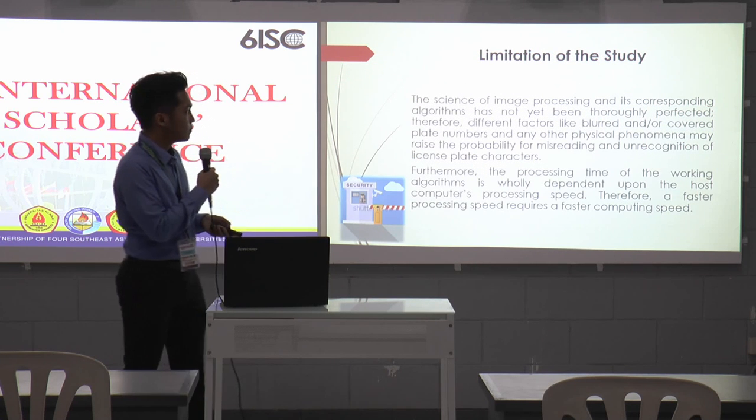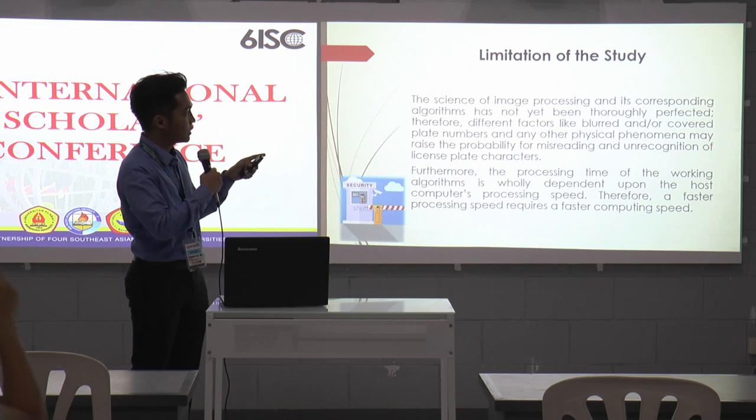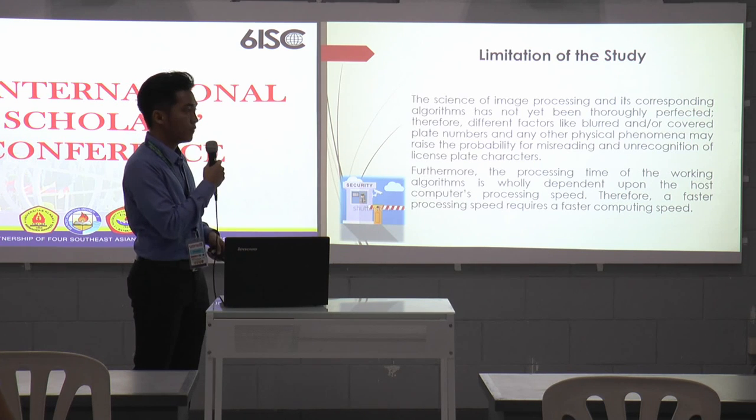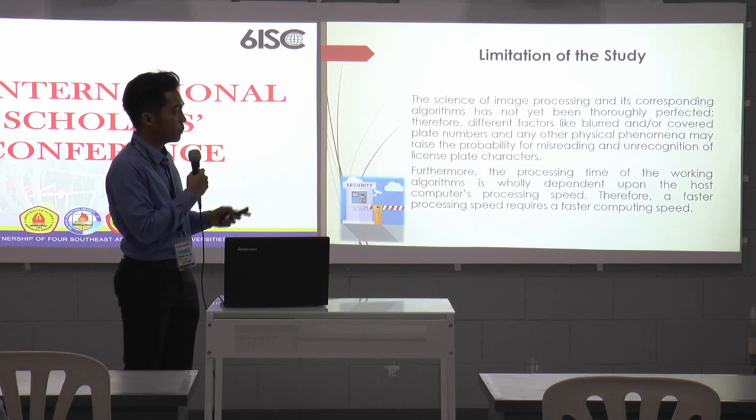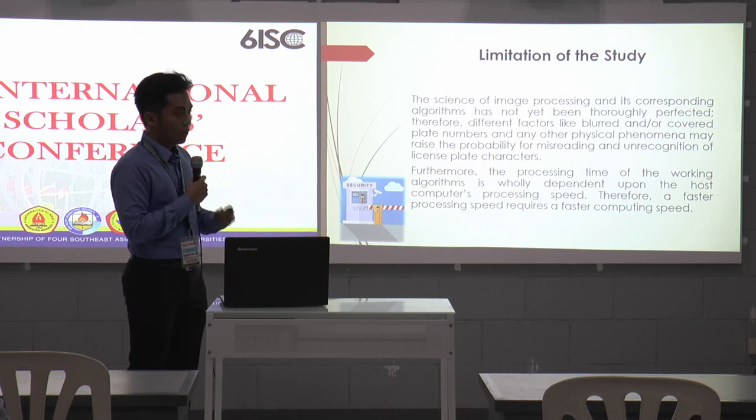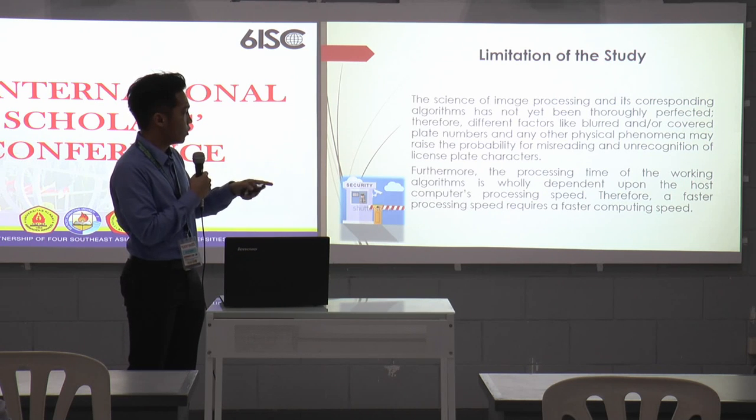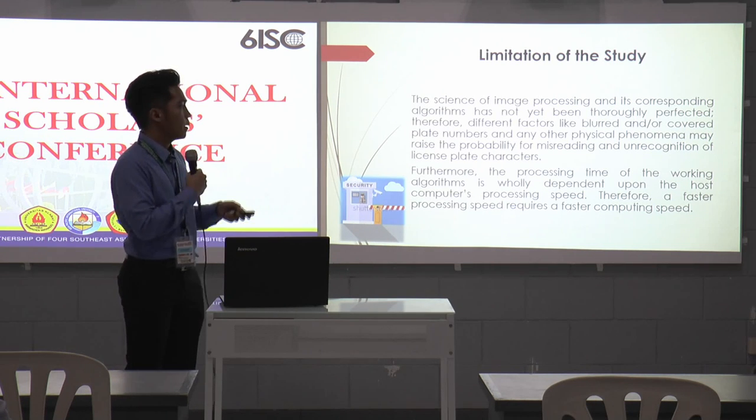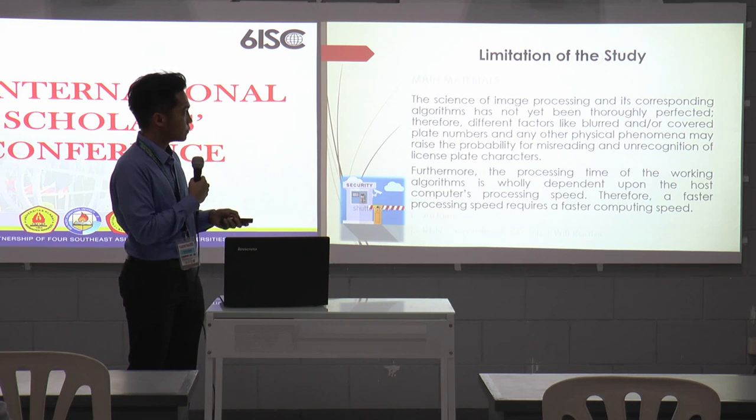So the limitations. The image processing and its corresponding algorithms have not yet been thoroughly perfected. Therefore, different factors like blurred or covered plate numbers and other physical phenomena vary the probability of misreading and incomplete license plate characters. Furthermore, the processing time for the algorithm is fully dependent upon the host computer's processing speed. Therefore, a faster processing speed requires faster computing speed.